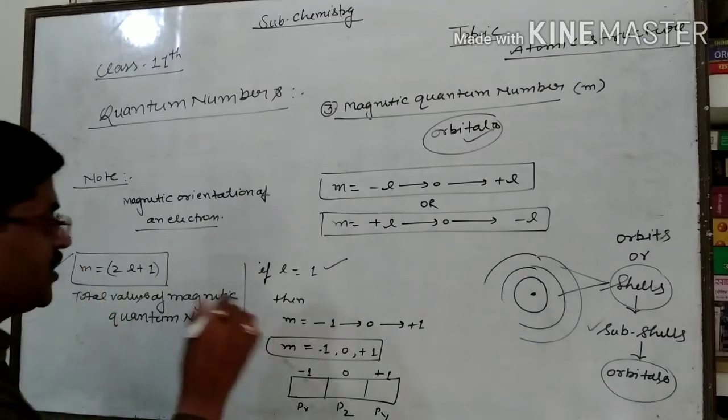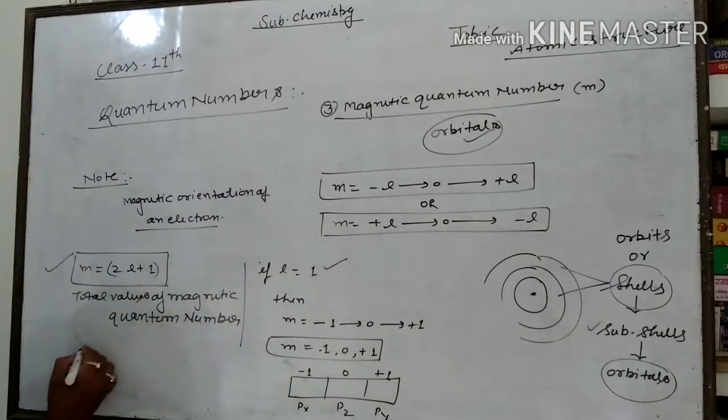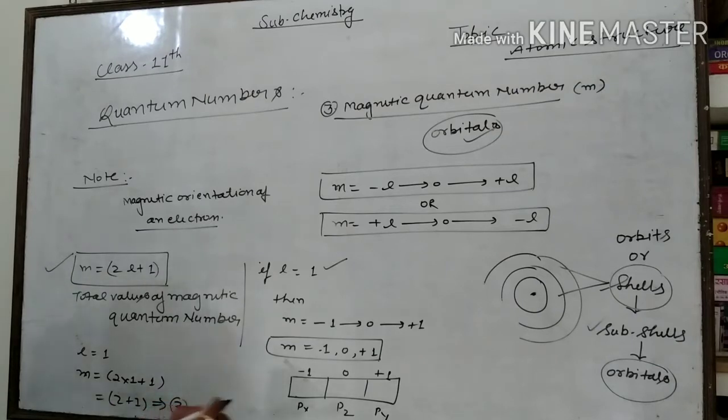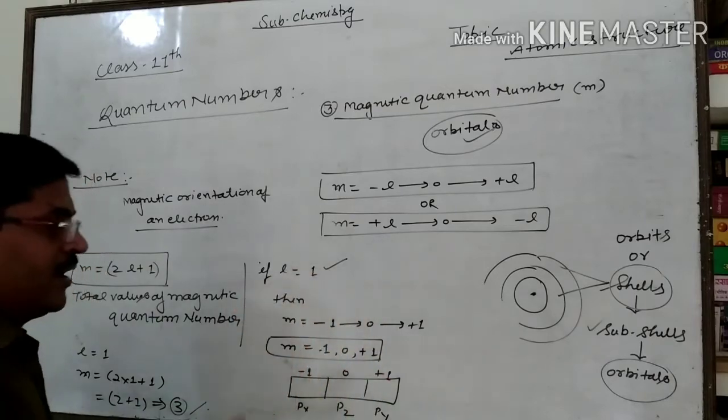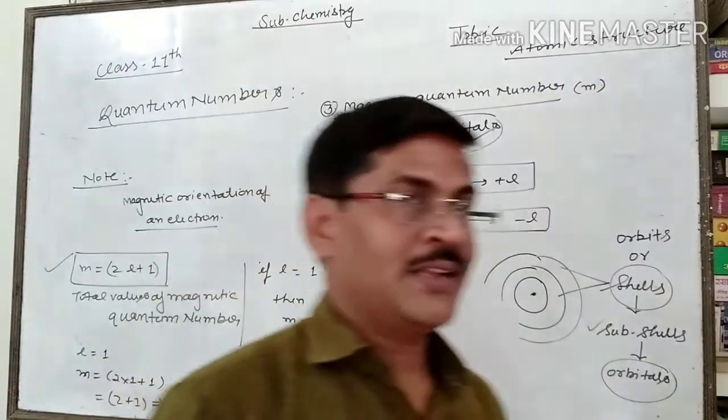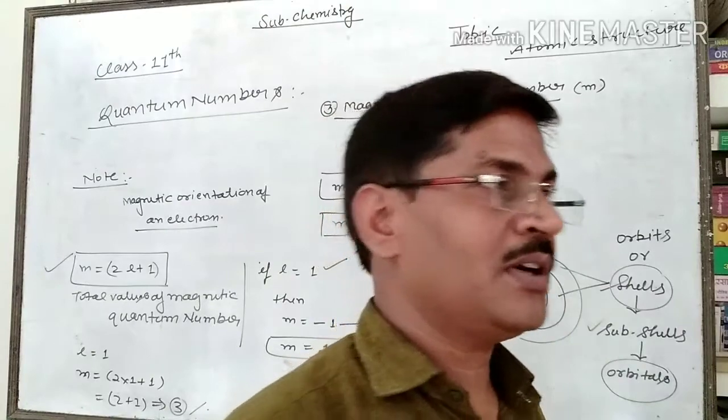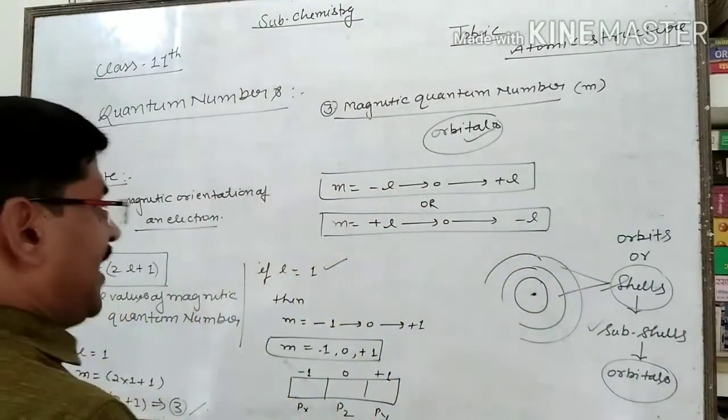As I want to justify this, suppose that I have taken l is equal to 1. So what will be the number of total values of m? I am going to solve this. 2 into 1 plus 1. It means 2 plus 1, which will come equal to 3. And you are seeing here total values are 3: 1, 2, 3. If with the help of the principal quantum number, then m is equal to n square.